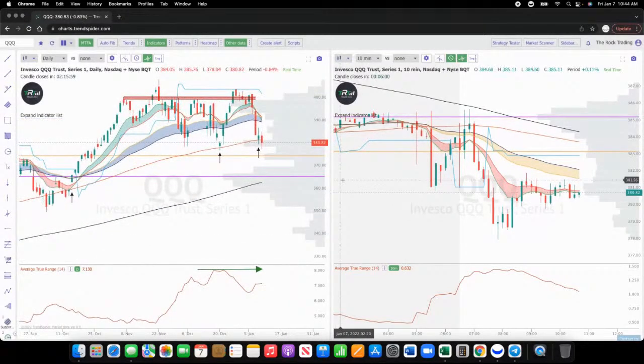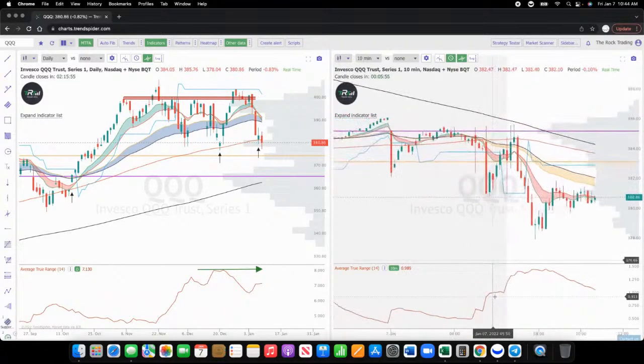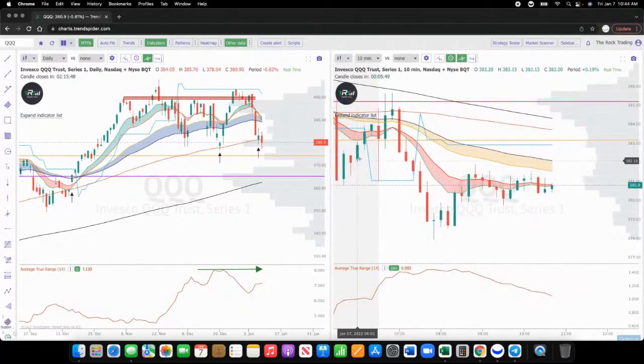Now, if we go onto the 10-minute chart here, how do you measure this? How do you read this on a 10-minute chart? We've talked about this on the daily chart, and let's move over to the minute charts here. Okay, so we started this day, QQQ jumped up on a 10-minute chart. So you can see the volatility rising.